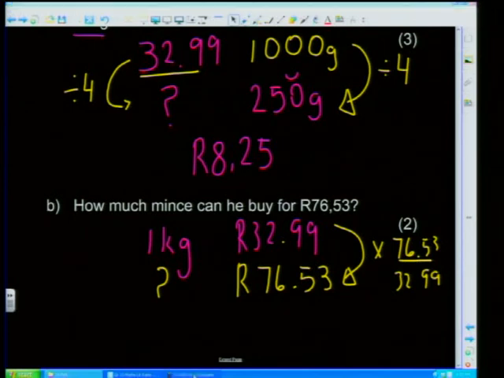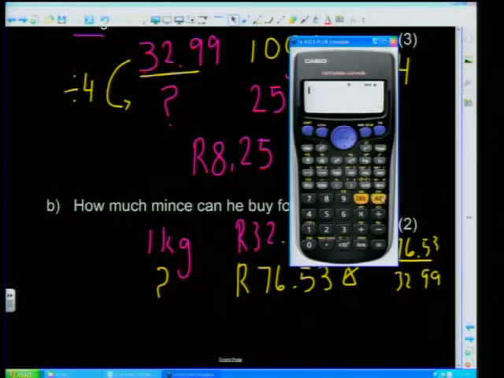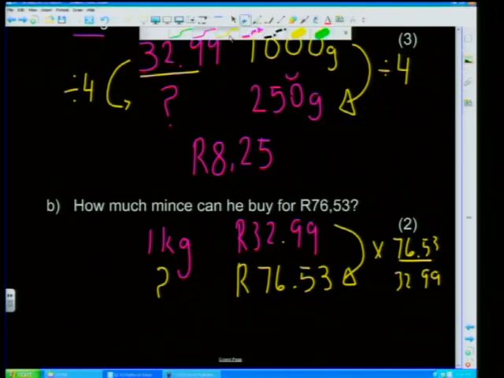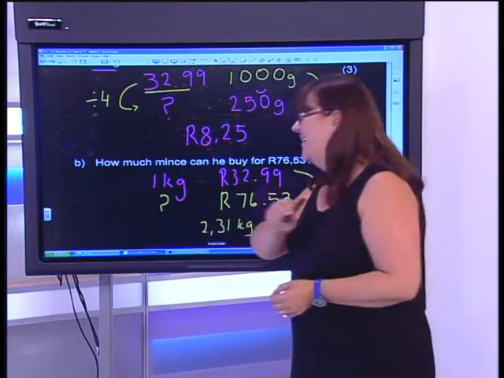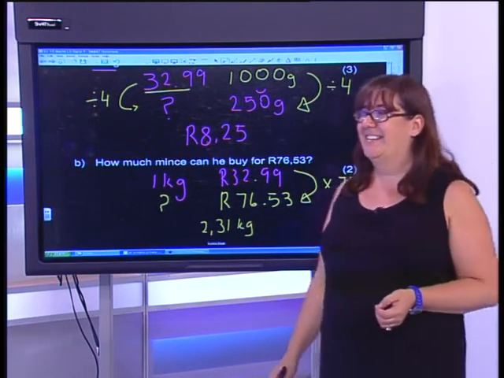So let's quickly do this calculation and see if we can get an answer. We've got to take 76 Rand 53 and divide it by 32 Rand 99, and we get 2.31 or 32 kilograms. So let's put our answer in quickly. What color were we using? So he's buying 2.31 kilograms. And I'm expecting a number that's bigger, so I'm glad that I got a number that was bigger. What do you think, Lindy? I think that's fantastic.